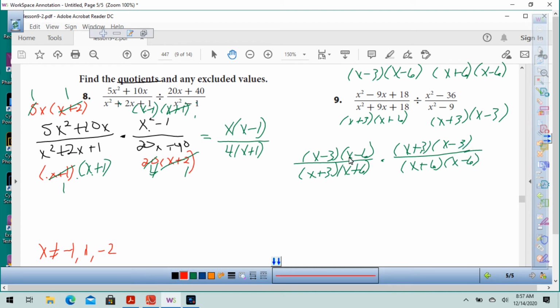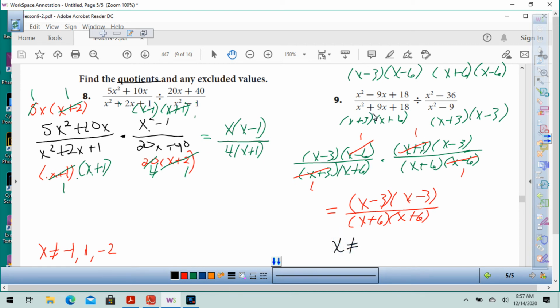What can we reduce? x minus 6 and x minus 6. We have an x plus 3 and an x plus 3. What is left? We've got x minus 3 times x minus 3 over x plus 6 times x plus 6. All right, now, what about the excluded values?